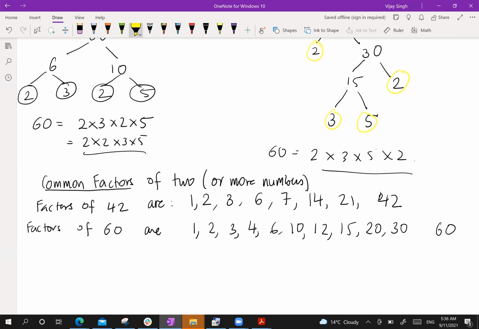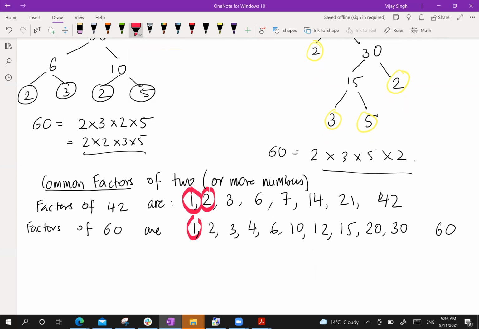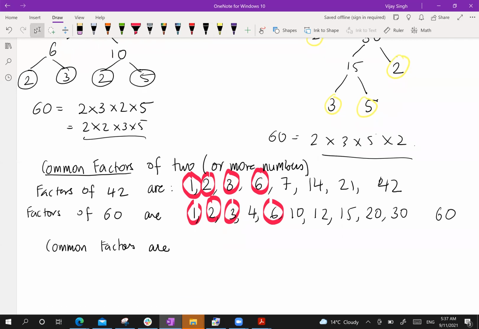So now what are the common factors here? As you can see, the common factors are 1, 2, 3 as well, 4, no, 6, 7, no, 14, no, 12, 21, no, 42, no. If you check one list, then automatically you have checked the other list, because a common factor has to be common to both. So if it is not there in one list, how can it be in the other? It cannot be common because it's missing from one list. So the common factors are 1, 2, 3, and 6.